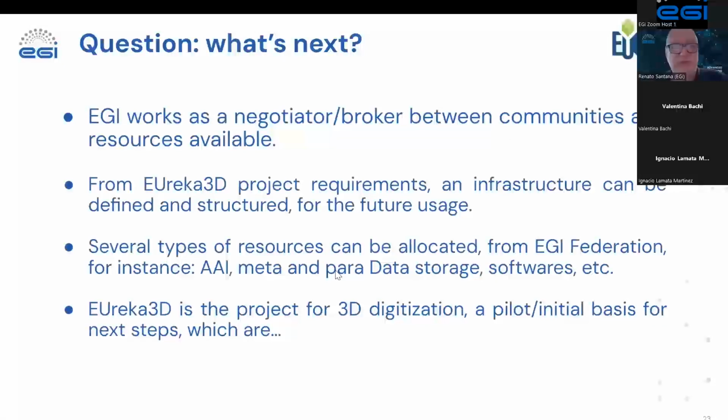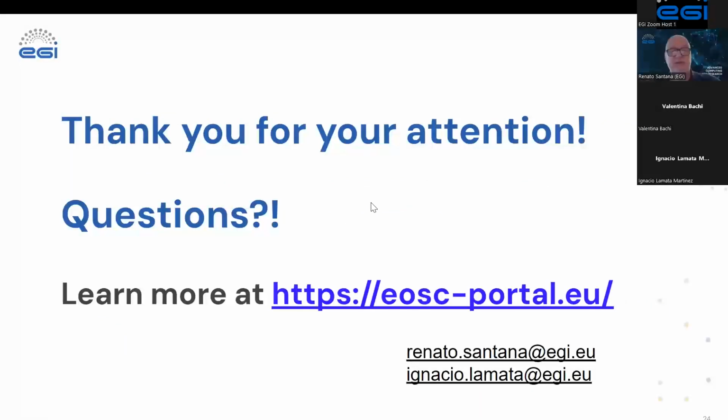Okay, it's almost there. EGI works as a negotiator and broker between communities and the resources available. From the EUreka3D project requirements, an infrastructure will be defined, structured and made available, but again, not with 4,000 objects and everything. We're going to have some small collection of very nice examples, and it's going to be a success for sure. There are several types of resources, and EUreka3D is a digitization project, a pilot and initial base for next steps. And I think that's it.